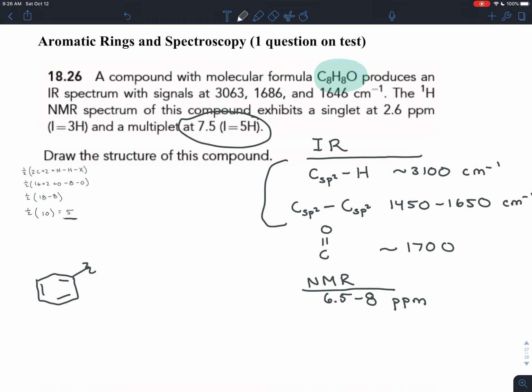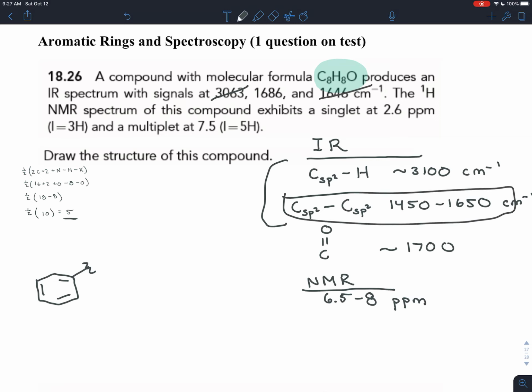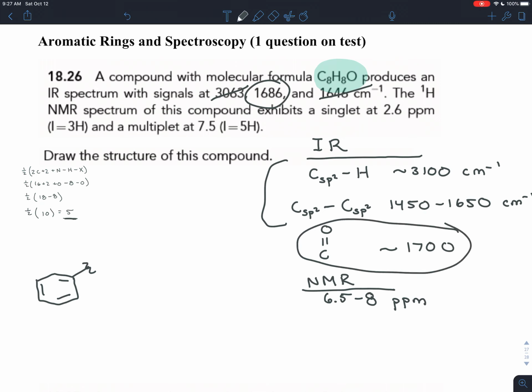Now keep in mind we still have another degree of unsaturation to account for. And we also have other information from the NMR spectrum and from the IR spectrum. If you look at the IR spectrum, we've already taken into account this 3063, that's the carbon to hydrogen bonds in benzene. We've already taken into account the 1646, that's the carbon to carbon bonds in benzene. We still have this 1686, which is close to 1700, and that is going to be a carbonyl. So if it's above 1650, that's the cutoff for the benzene, then it's going to be a carbonyl. So here we probably have this carbonyl here.